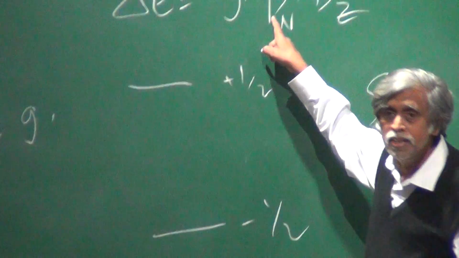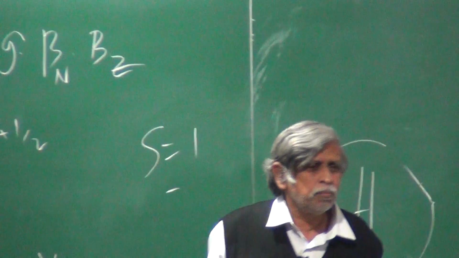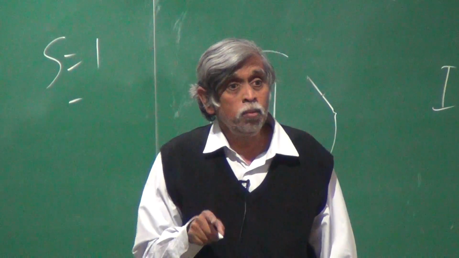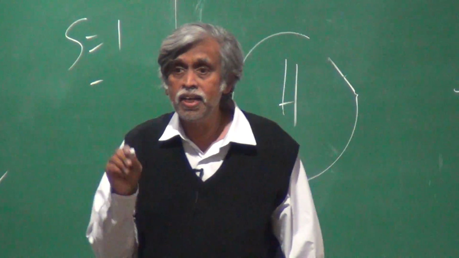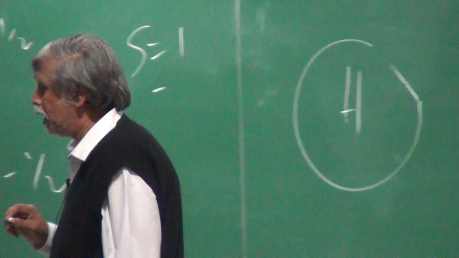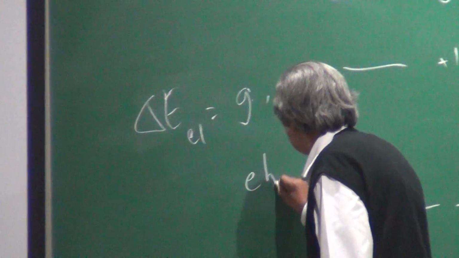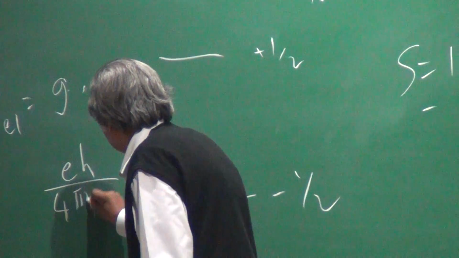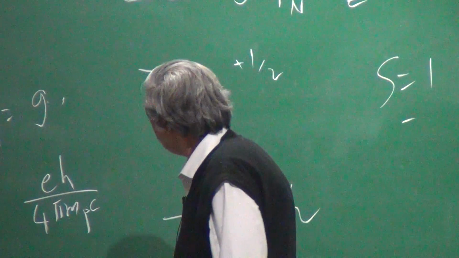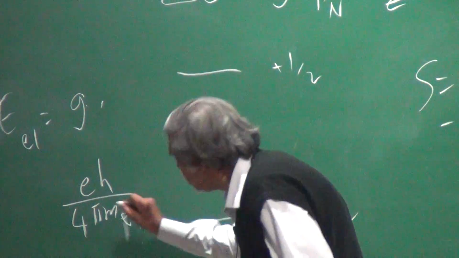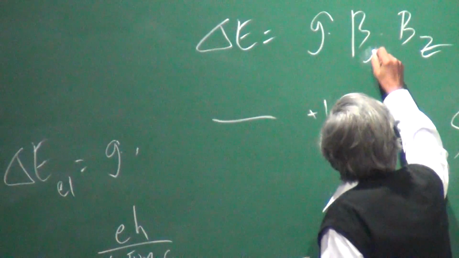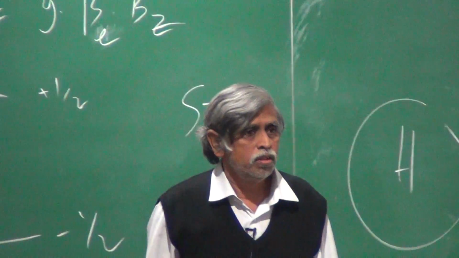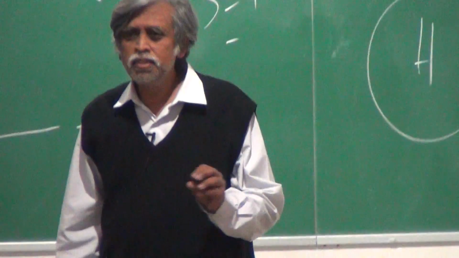What will be in this case? Will it be beta N or something else? It must be the Bohr magneton, which essentially is defined as not eh by 4 pi m c with the mass of the proton, but now it is going to be the mass of the electron, in which case this becomes the Bohr magneton. So the equation basically is modified.